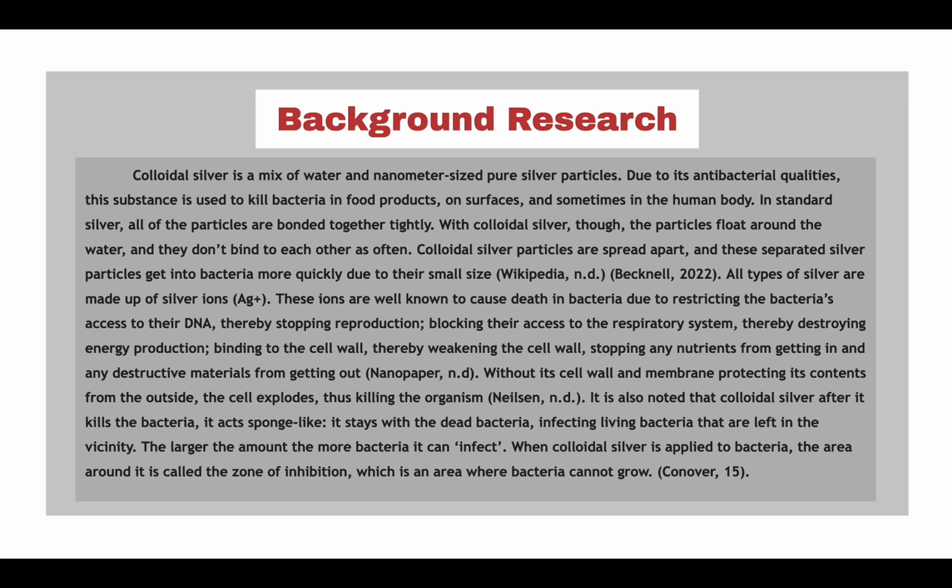It is also noted that colloidal silver, after it kills the bacteria, acts sponge-like. It stays with the dead bacteria, infecting living things that are left in the vicinity. The larger the amount, the more bacteria it can infect. When colloidal silver is applied to bacteria, the area around it is called the zone of inhibition, which is an area where bacteria cannot grow.